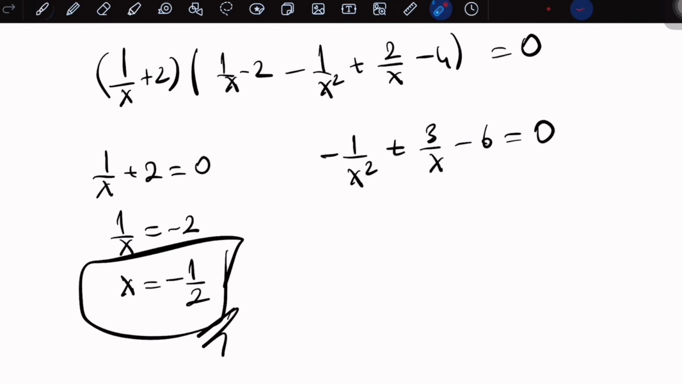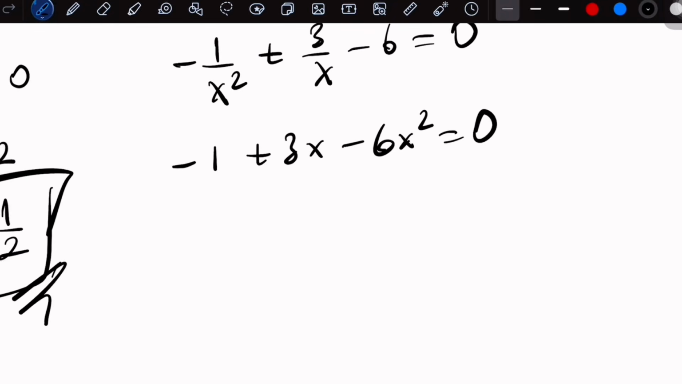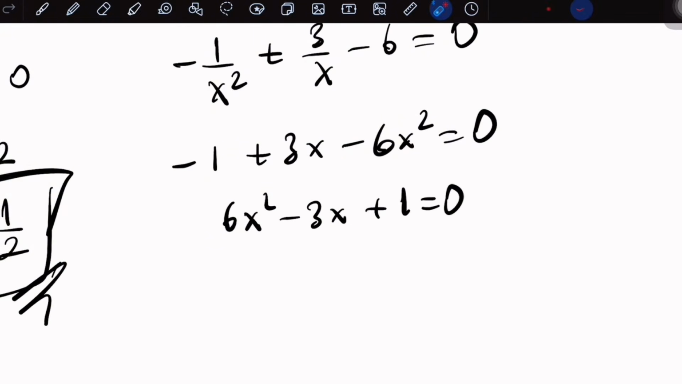Multiply both sides of the equation by x squared. And from here, take the expressions in the denominator. What comes from here when we hit 1? When we hit here, 3x. Minus 6x squared is equal to 0. Of course, this form is not good, let's change it a little. 6x squared minus 3x plus 1 is equal to 0. Of course, what did I do here? If you paid attention, I multiplied this expression by minus.